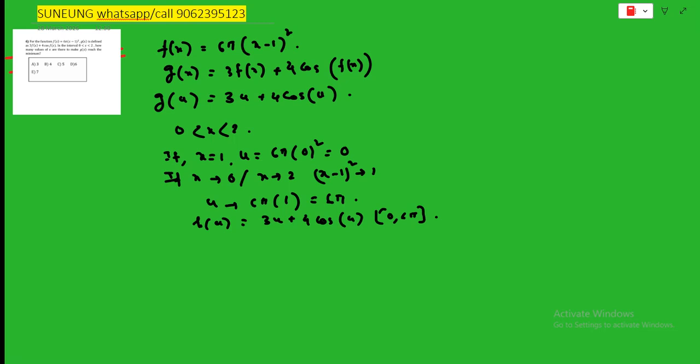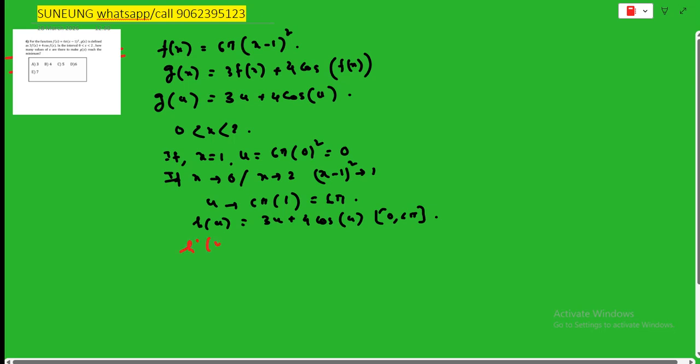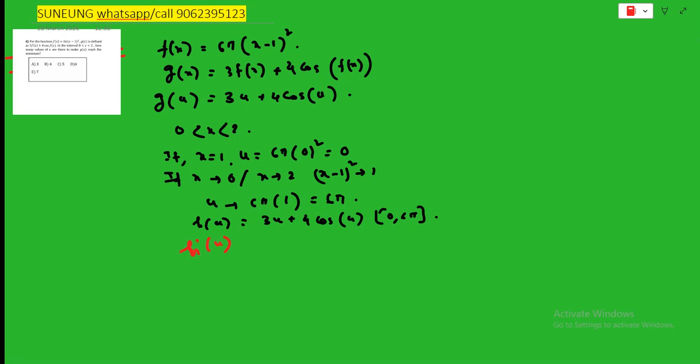Okay, now to find a minimum we need the derivative, right? So let's find h'(u). Okay, so here h'(u) will be what? h'(u) will be 3 − 4 sin u. Now to find the critical points, we set h'(u) equal to 0. So we get 3 − 4 sin u equal to 0, or sin u will be what? 3/4. Now remember, a minimum occurs when the derivative goes from negative to positive.